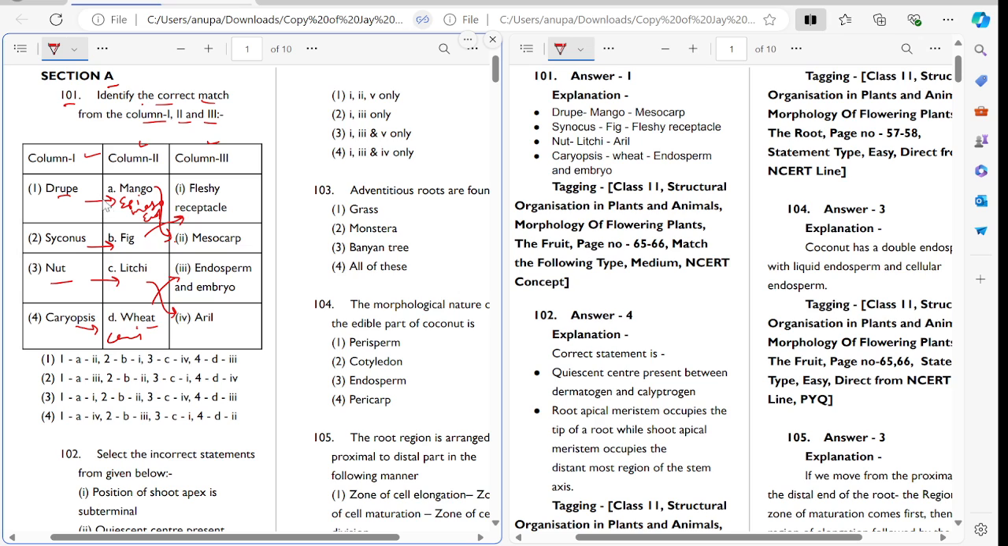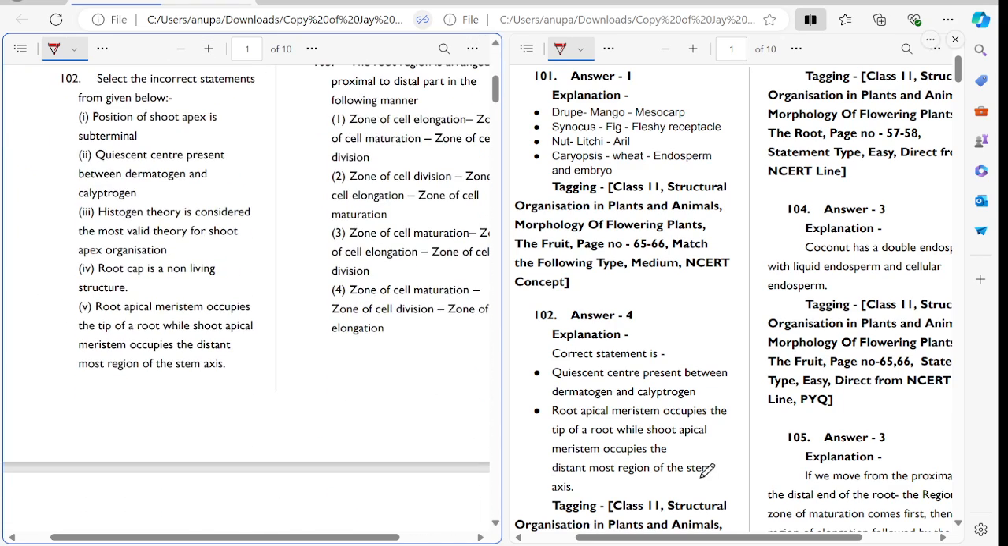First, we'll go with A and second, 2 will go with B and 1, 3 will go with C and 3, and 4 will go with D and 3. So the correct option of this question will be option number 1. Now let's move to the next question.